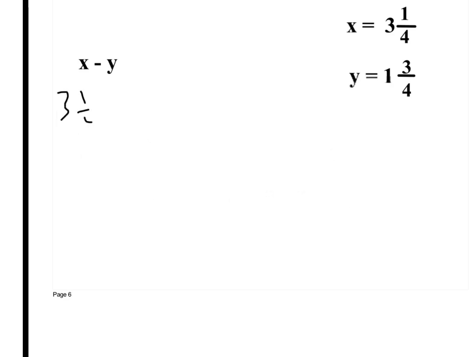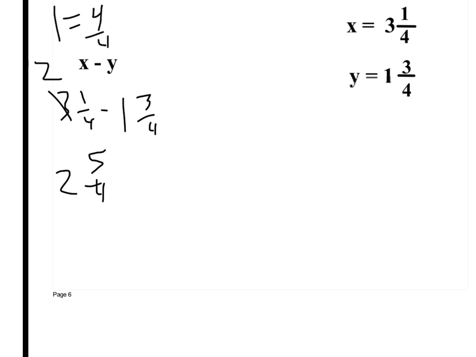So 3 1/4 minus 1 3/4. Now what I'm going to do is I'm going to just subtract them. I do my fractions first. I have 1/4 minus 3/4. There's 2 ways of doing it. This way, I have to borrow because we can't do 1/4 minus 3/4. So what I do is I make 3 a 2, and I add 4 to 1 to make it 5. So I make that 5/4. Because remember here, 1 is equal to 4/4, right?